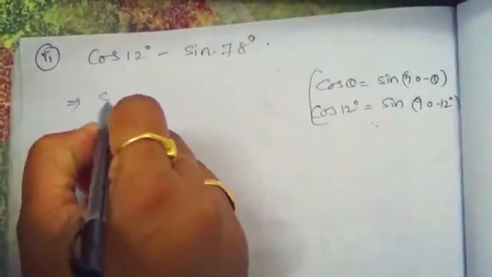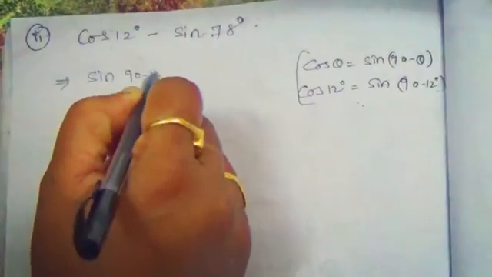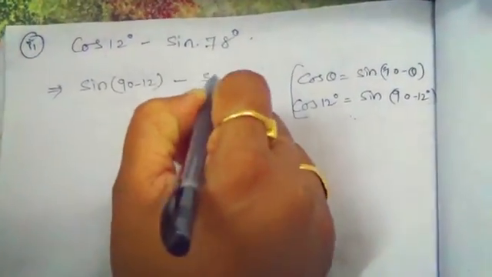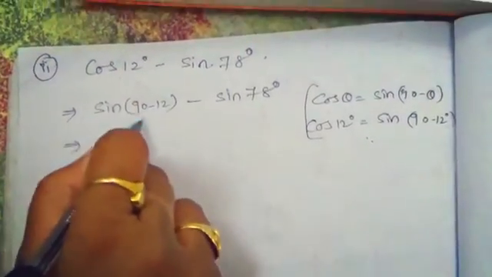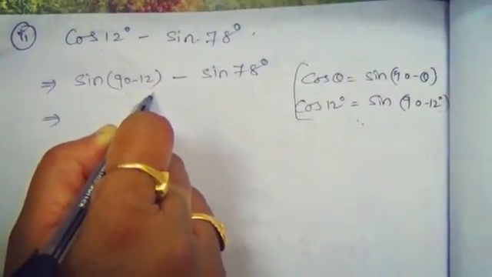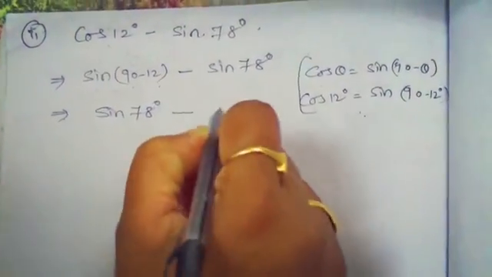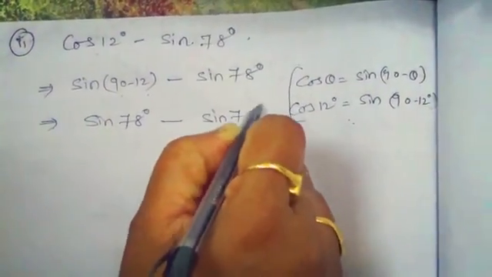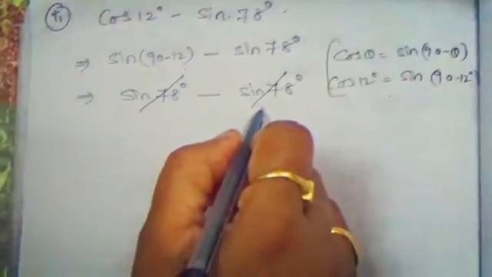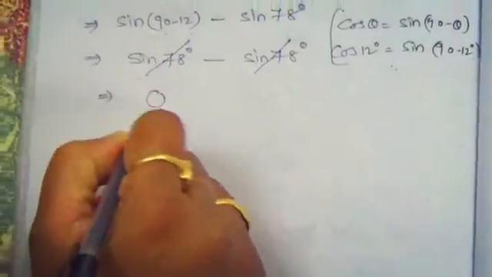That implies sine(90 minus 12) minus sine 78. Sine(90 minus 12) means sine 78 degrees. So sine 78 degrees minus sine 78 degrees, that is equal to 0. The value of this expression is 0.